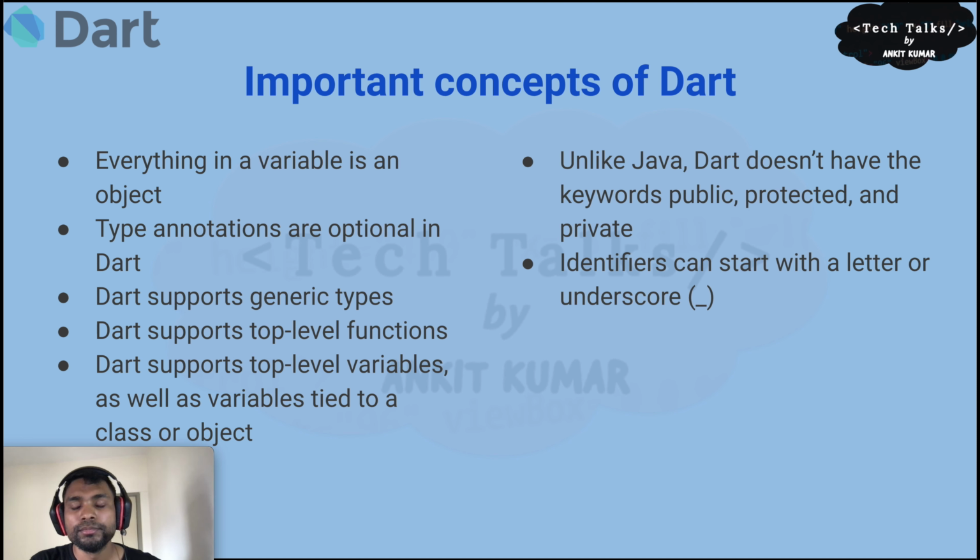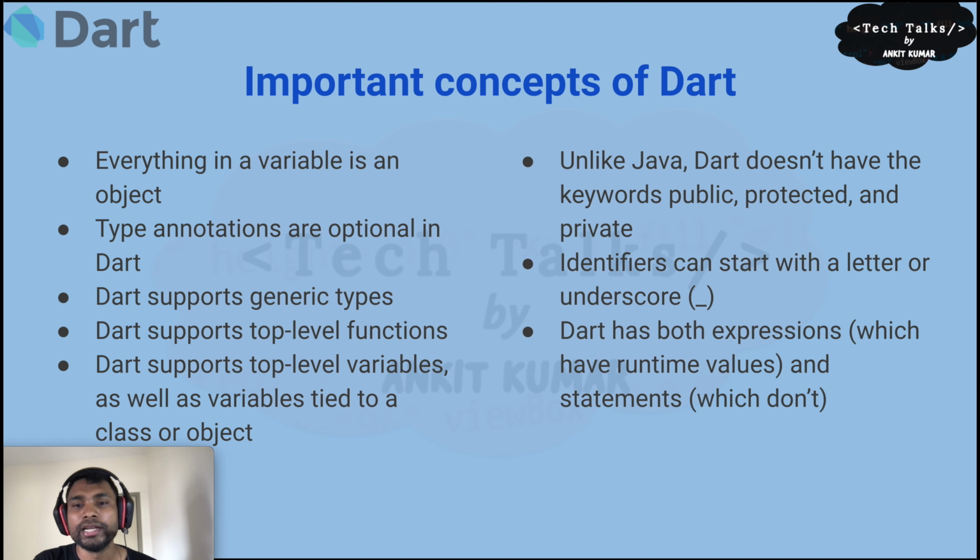Dart has both expressions and statements. Expressions have runtime values and statements don't have runtime values. For example, there is a ternary condition, expression 1 if true, else expression 2, which has a value of expression 1 or expression 2 at runtime. Whereas an if else statement has no value. A statement often contains one or more expressions, but an expression can't directly contain a statement.